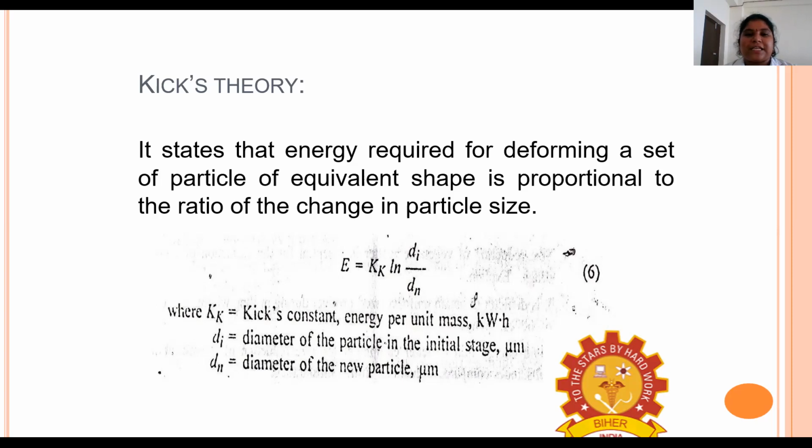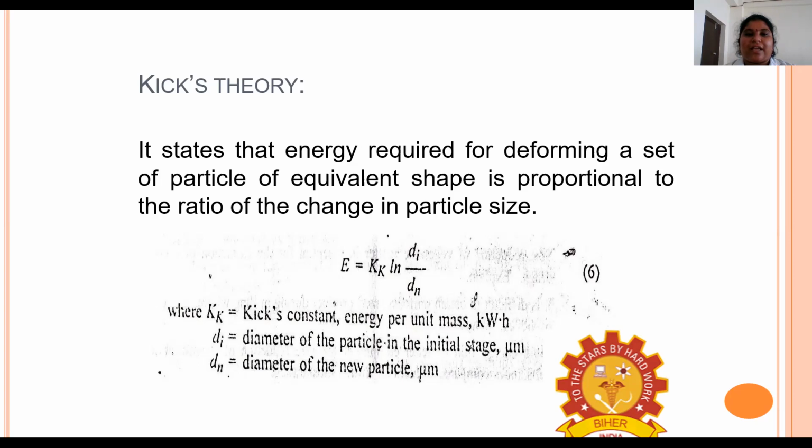That means for however many changes in particle size we need, we need to supply that proportion of energy. Then only the required particle size changes will happen. The formula is E = K ln(di/dn).